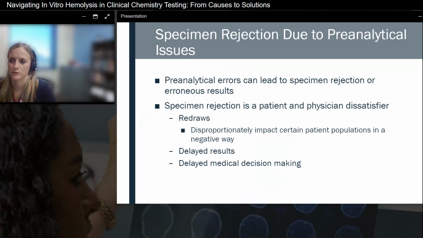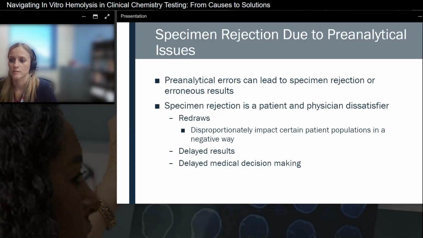Ultimately, the lab is concerned with pre-analytical errors because they can lead to specimen rejection and erroneous results. Specimen rejection is a patient and physician dissatisfier for many reasons, including redraws, delayed results, and ultimately delayed medical decision making. I'll be mostly focusing on redraws today.